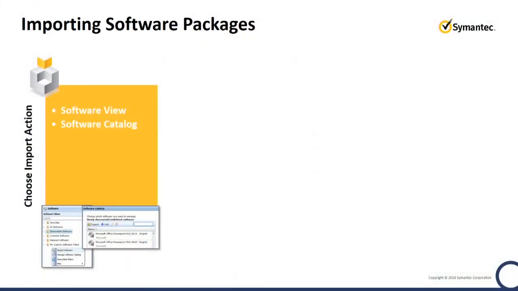All right, so that brings in our packages. So how do we do it? We basically choose our flavor. Which way do we want to take that in? Do we want to go into the software catalog, or do we want to do it right in the console? So we can do it in the view or the catalog. Right-click, import is pretty much what it is, or press add package.